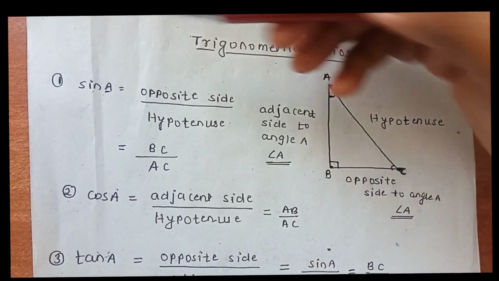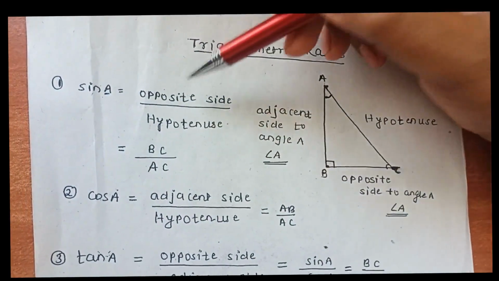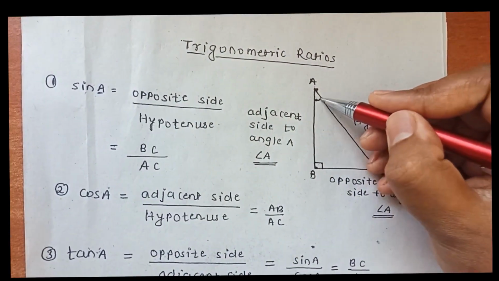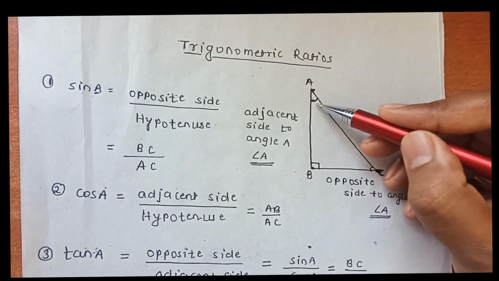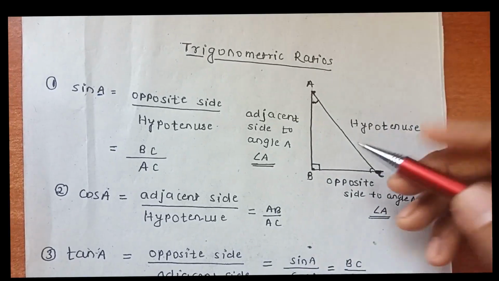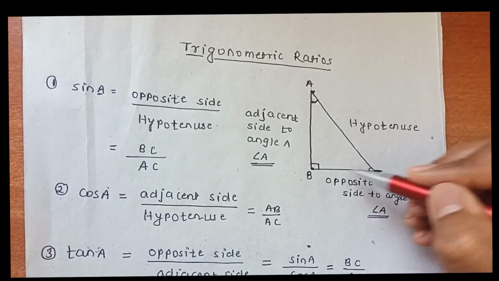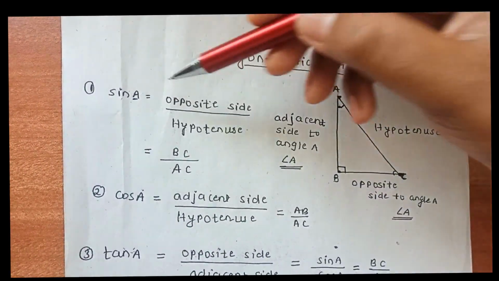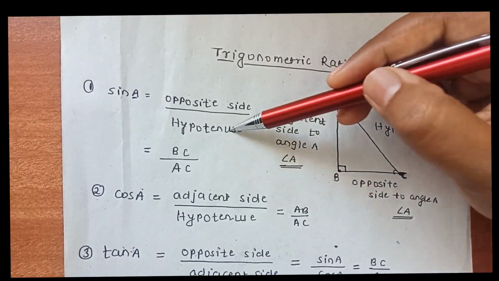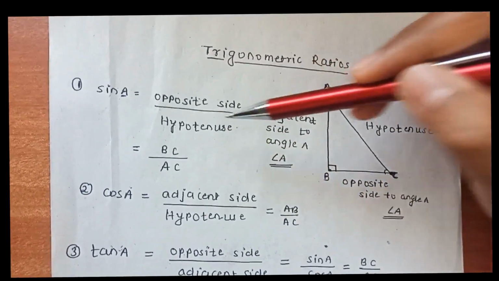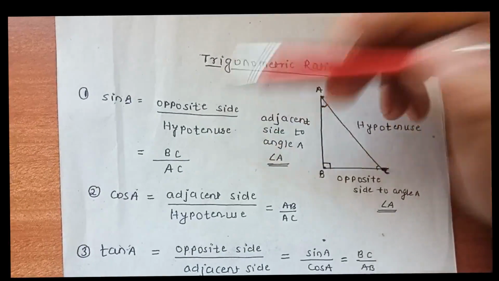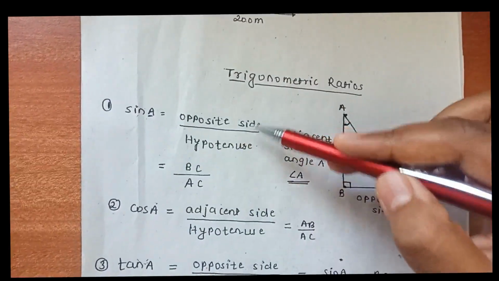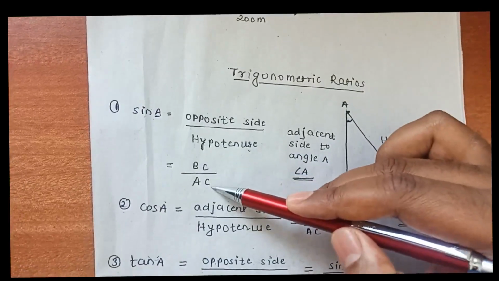Now sin A. For sin A, we have the formula opposite side upon hypotenuse. Now this is angle A. For angle A, the opposite side is BC, and hypotenuse is nothing but AC. So the sin A formula is opposite side upon hypotenuse, that you have to remember. So sin A is equal to BC upon AC.